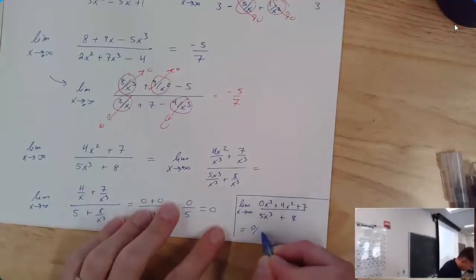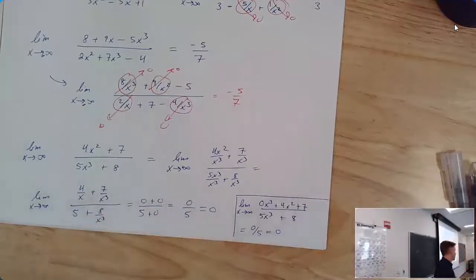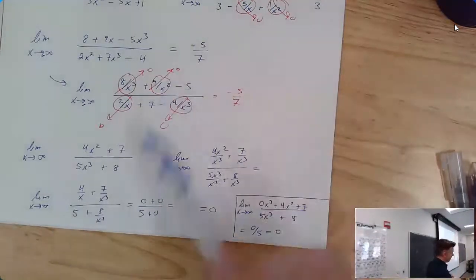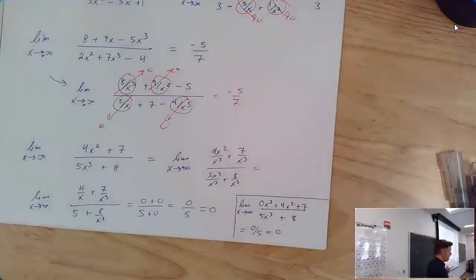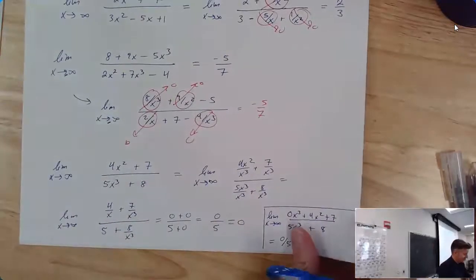0 over 5. Totally works. I don't personally love it. I think it's kind of tricky, but it works. But I would say I would always fall back on this: if you have a limit to infinity or negative infinity, and it's of a rational function, meaning polynomial divided by polynomial, you can always divide by x to the highest power that is in the denominator. And that hasn't been an issue so far because the denominator has always been the higher power. But in the next example, we're going to see that's not going to be the case.